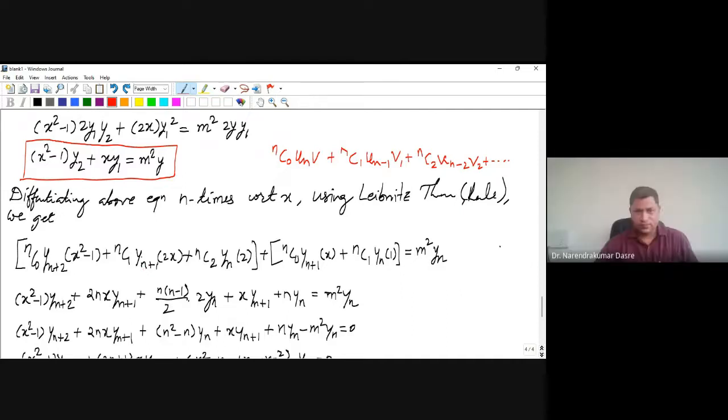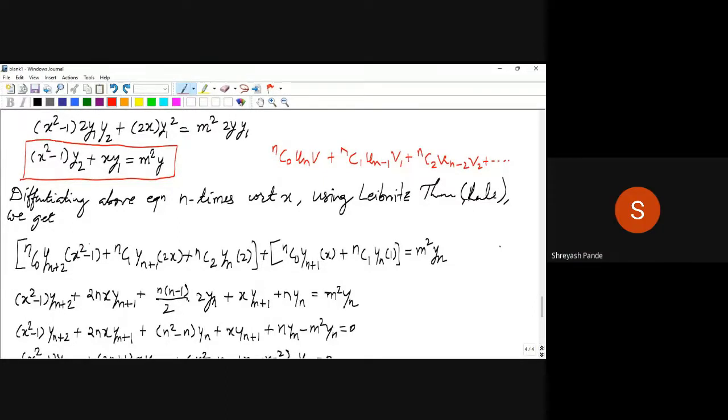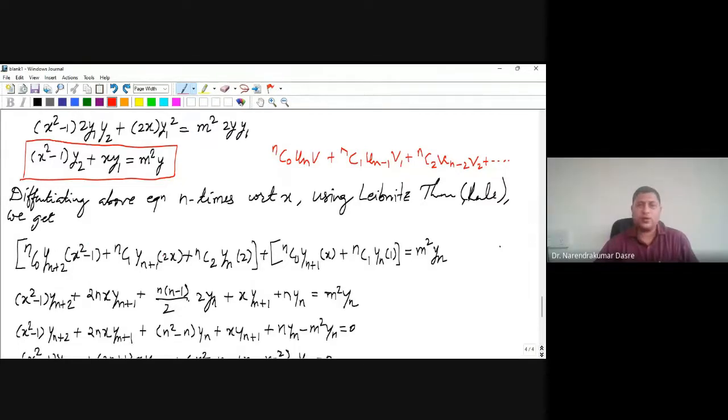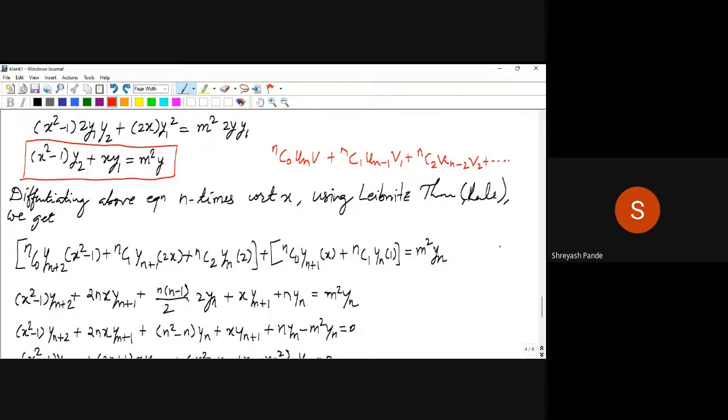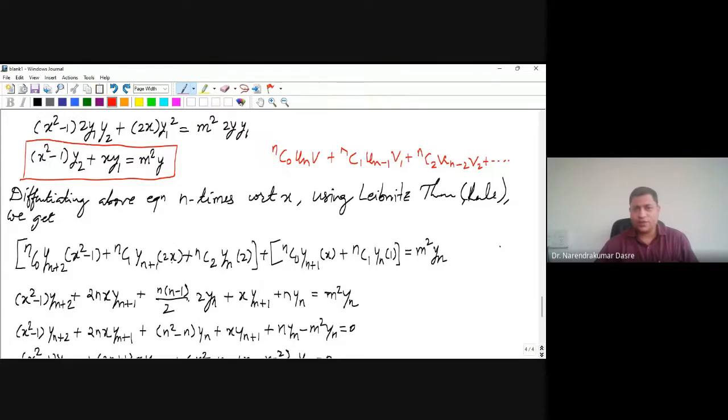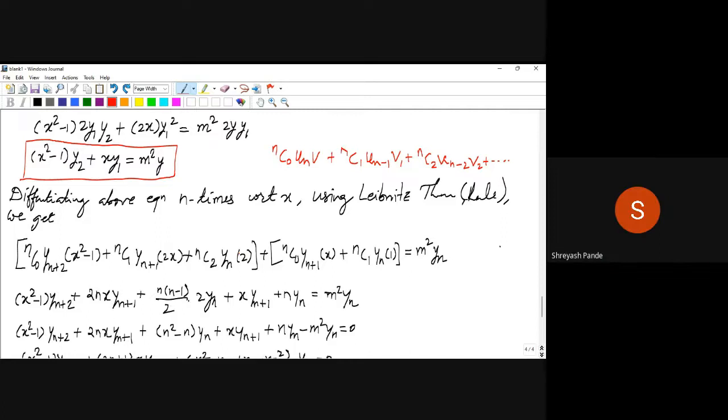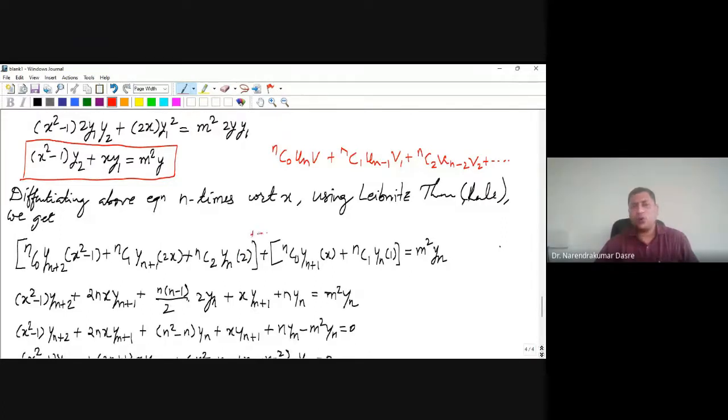Yes, sir. Okay, and then we have to consider the derivative of v. So what will be the derivative of v? 2x. Okay, so we got here 2x. Now the next term is nC2. And the derivative of this term will reduce by 1 again, so it will become yn. And now we have to consider the derivative of this term. What is the derivative of this term? 2. So it is 2 here. And now if you calculate the derivative of 2, what will it be? 0. So that means all the terms here are vanishing. Yes, sir. Okay.